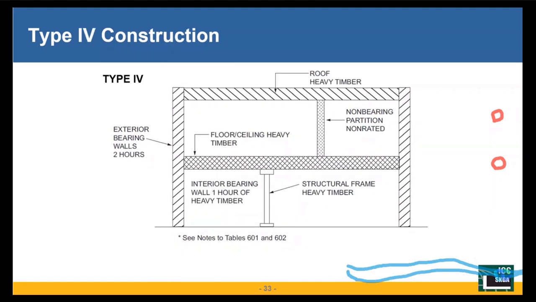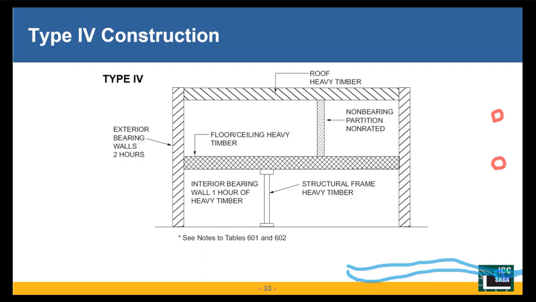Type 4 is heavy timber, and generally nothing is rated except the interior bearing walls, 1 hour heavy timber, and the exterior bearing walls are 2 hours. The idea of heavy timber is, again, it's defined in the code of minimum sizes of wood members. These wood members are large in size, so when there is a fire, they'll char on the exterior, but they'll maintain their bearing or strength to hold the building.